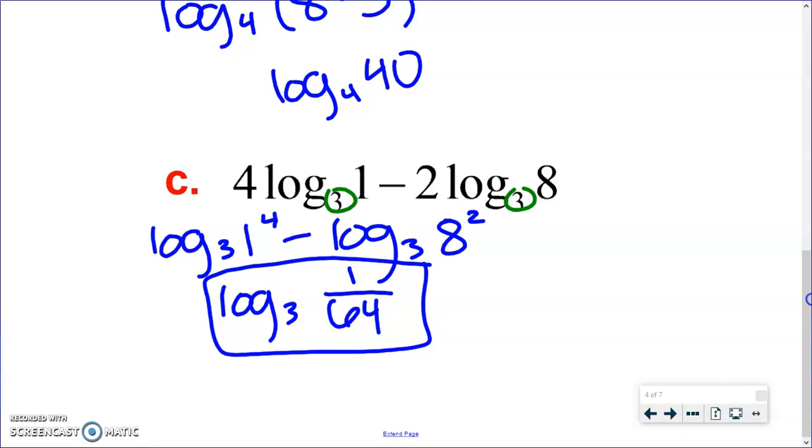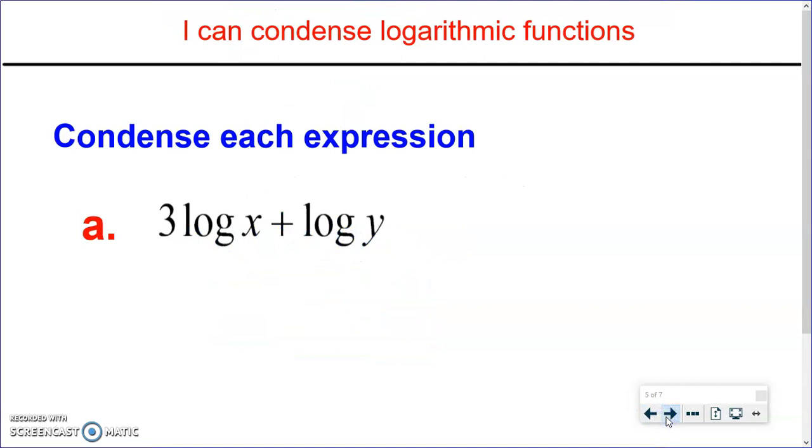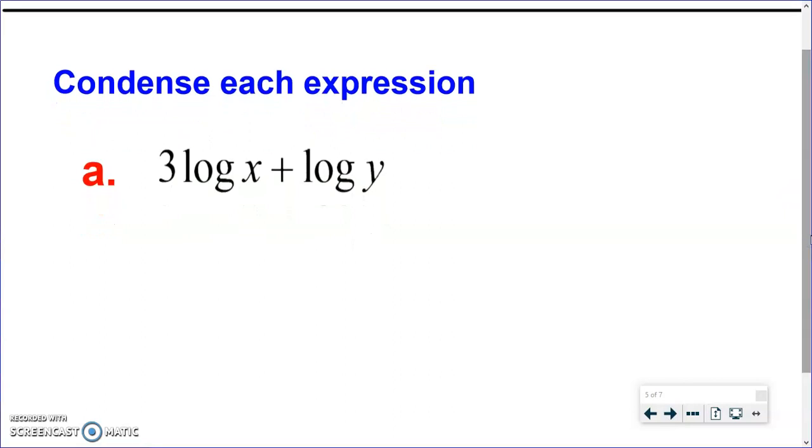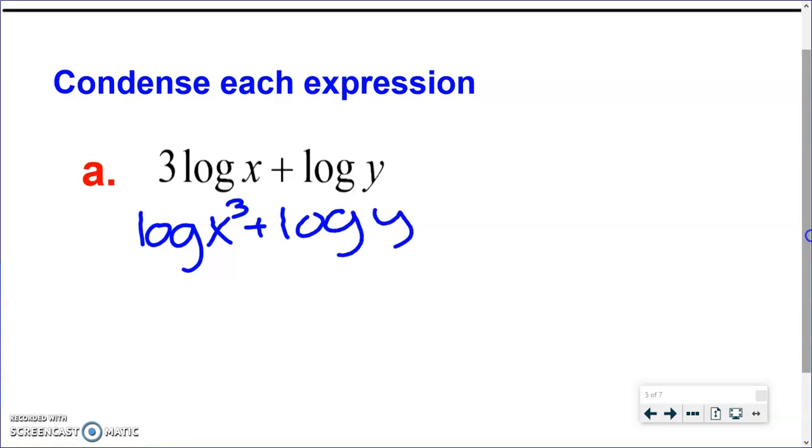We'll look at just a couple more examples here. This is kind of undoing everything we did yesterday. Here we have 3 log of x plus log of y. There's no base written, so we know the base is 10. This is the same as log of x cubed plus log of y, and we can rewrite that one more time to be log of x cubed y, and those are all being multiplied together.